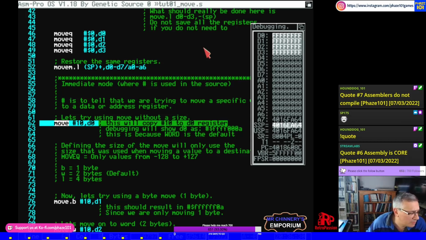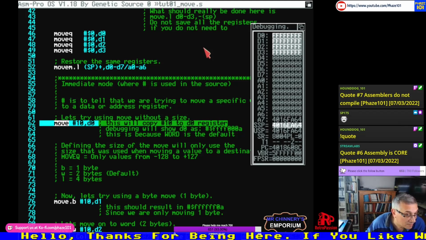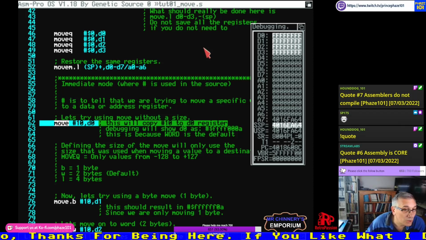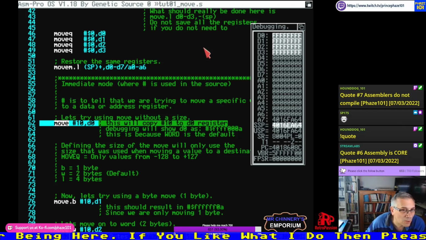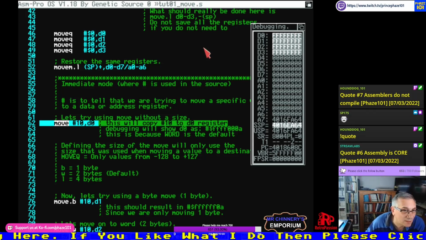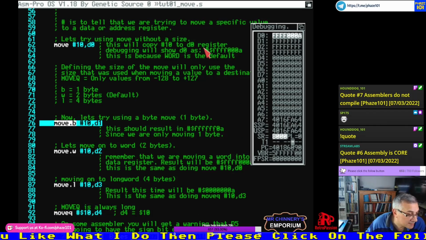So now we're going to talk about immediate mode. We are going to move 10 into D0. Now notice the move doesn't have a size specified, but it's a word. So look how many nibbles or how many bytes are going to be affected in D0. As you saw, 2 bytes, 4 nibbles.